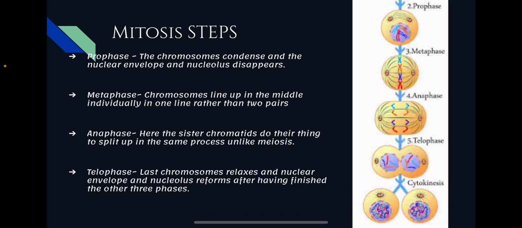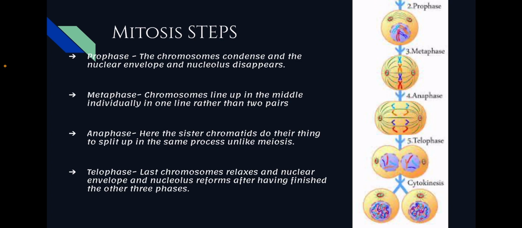Mitosis steps. Prophase, the chromosomes condense, and the nuclear envelope and nucleolus disappear. Metaphase. Chromosomes line up in the middle, individually in one line rather than in two pairs. Anaphase. Here, the sister chromatids split up, in the same process unlike meiosis.